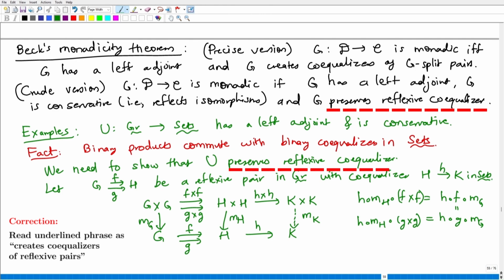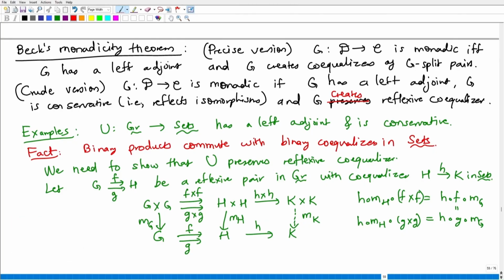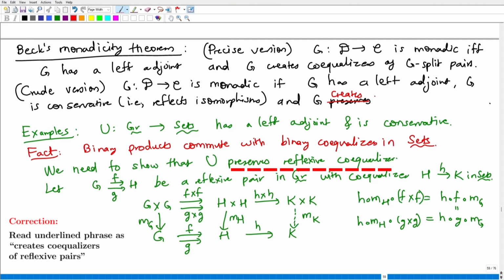Okay, so this MK is going to be our group operation for K. I think I am making some mistake here. The crude monadicity theorem that I have copied is not right. I think it should be "creates reflexive co-equalizers." I should make a change here. Yeah, this should be "creates." That's what we are trying to prove. I copied something wrong, but that's what we are trying to prove: that it creates co-equalizers of reflexive pairs. Let me write it properly. Okay. And that's what we are trying to prove here.